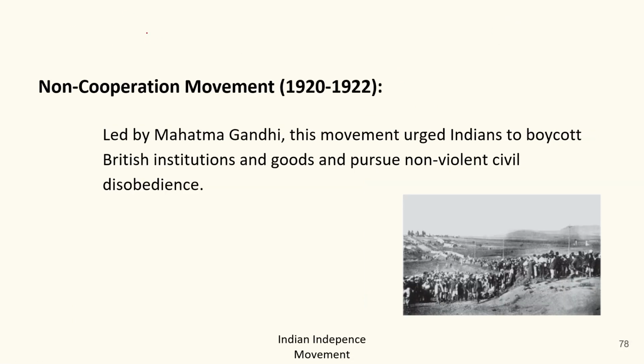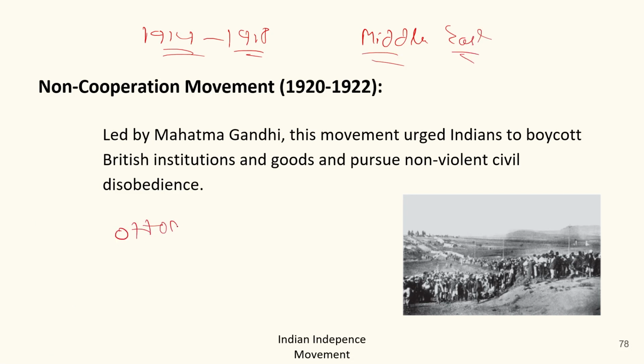During the First World War, from 1914 to 1918, the Britishers had an eye on the Middle East, basically on the Ottoman Empire, Turkey basically. The Britishers wanted to capture the Ottoman Empire, and the ruler of Turkey at that time was declared as a Khalifa, the leader of the Muslim world.